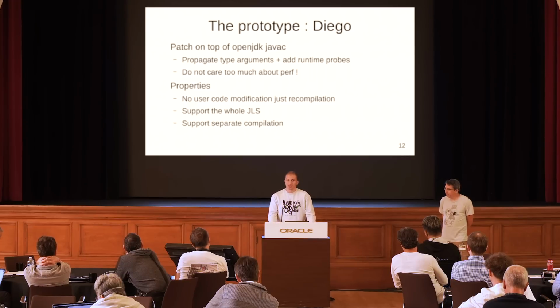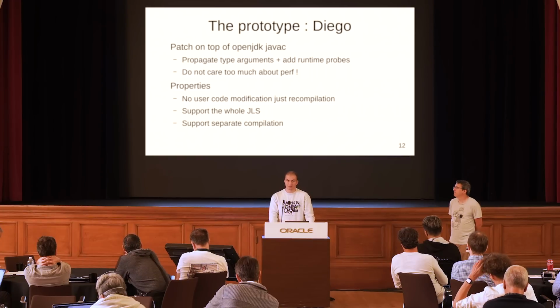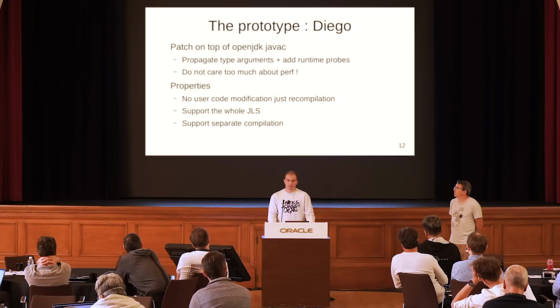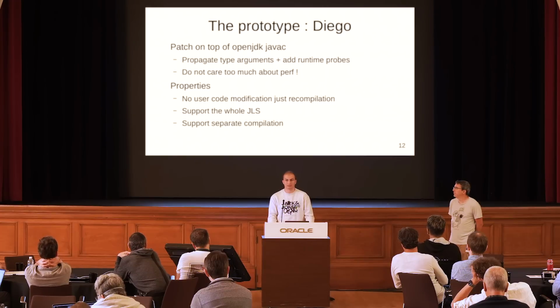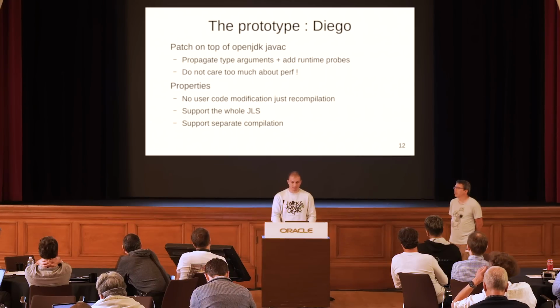And also, to be able to use the prototype with any code, because most programs have a lot of dependencies like libraries or frameworks, it is really important that it can work even with newly compiled code and legacy code that hasn't been recompiled. Otherwise we would also have to recompile all the dependencies of our program, and the dependencies of the dependencies, and so on. So that's why it's important that the prototype handles separate compilation.